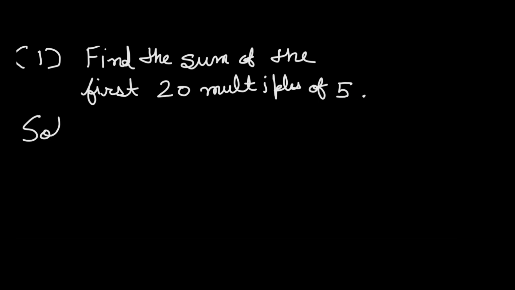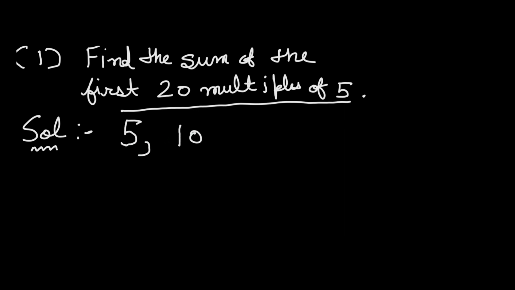So the solution is, first we have to write the arithmetic progression. It says first 20 multiples of 5. So it means 5 ones are 5, 5 twos are 10, 5 threes are 15, 5 fours are 20. So it goes like that, and in the end we will write 5 into 20, which is the last multiple. 5 into 20 is 100.